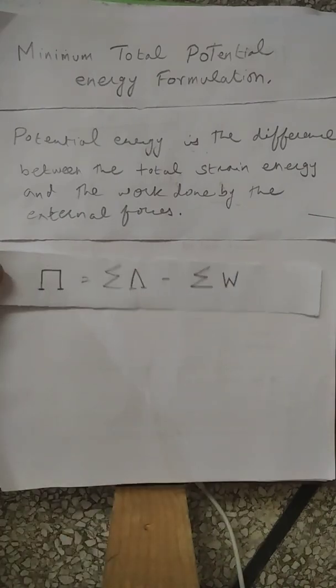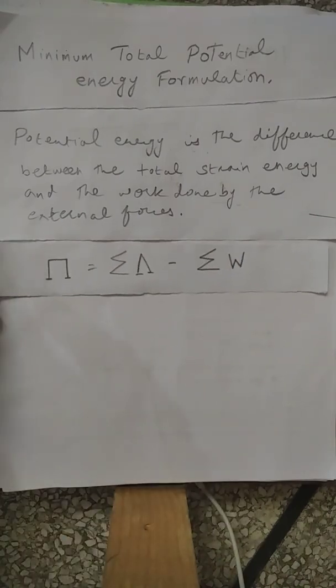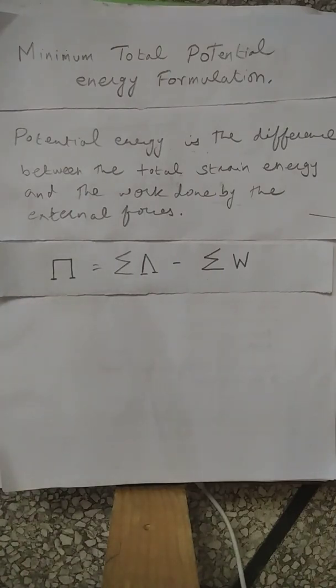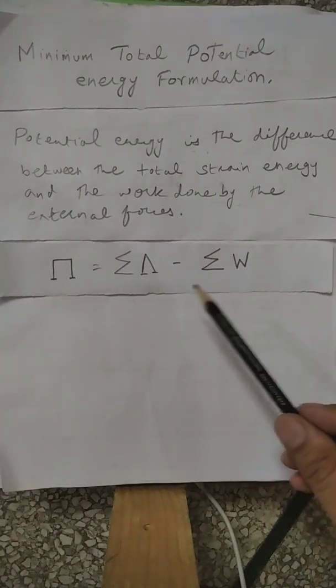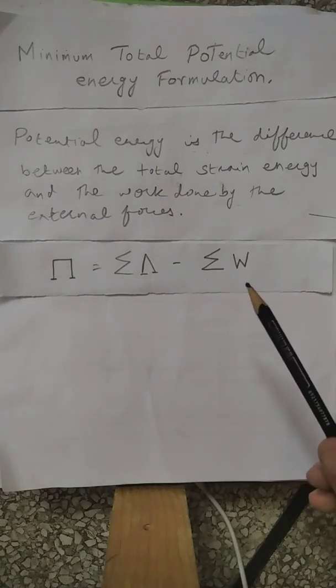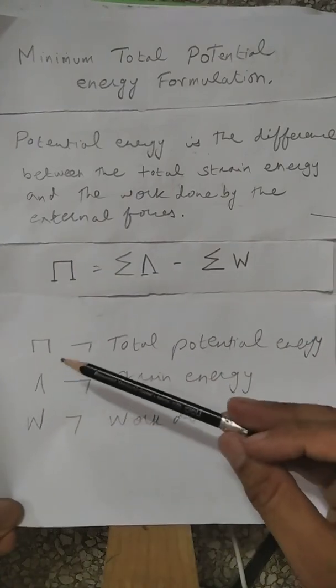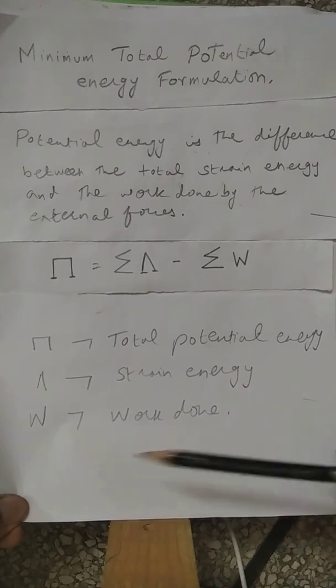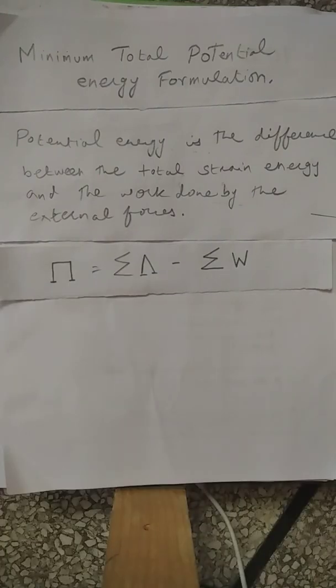So the mathematical equation for this, the symbol is for potential energy. So potential energy equals total strain energy minus the sum of the work done. जितना भी हमने work done किया है, right? So this is equal to the total potential energy. That is the strain energy, and this is the work done.